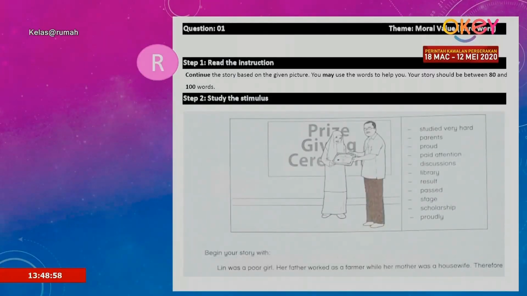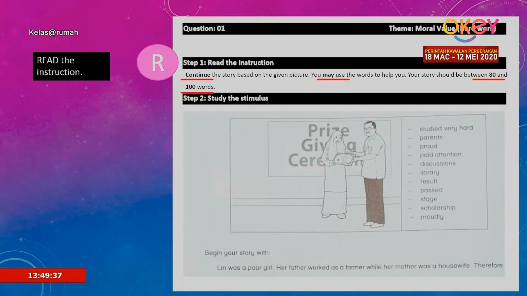Let's read the instruction. Continue the story based on the given picture. You may use the words given to help you. Write your story in between 80 and 100 words. Pay attention to the keywords, the important points. The first one, continue the story. For this question, if you look closely at the bottom part of the picture, you could notice the question has given you the opening sentence. So you have to continue the story from that particular point.